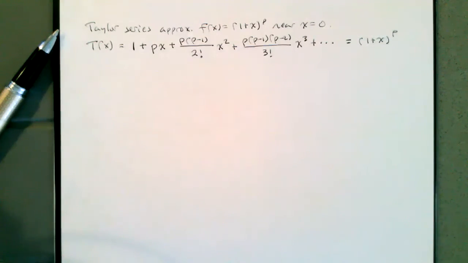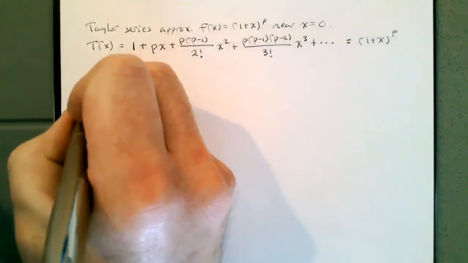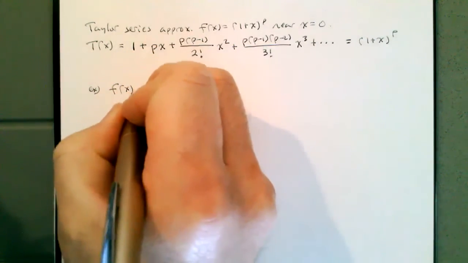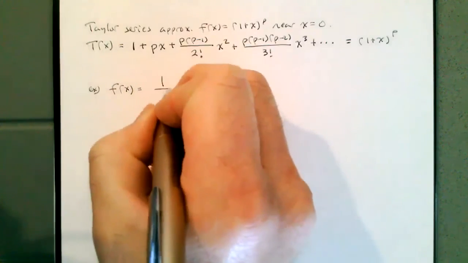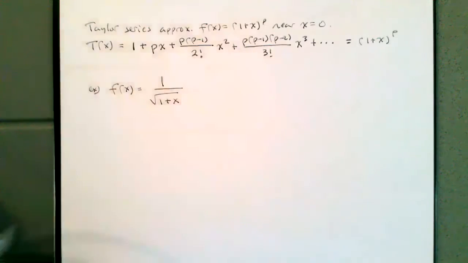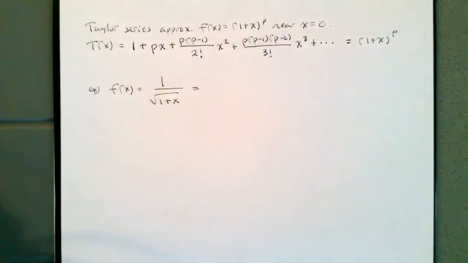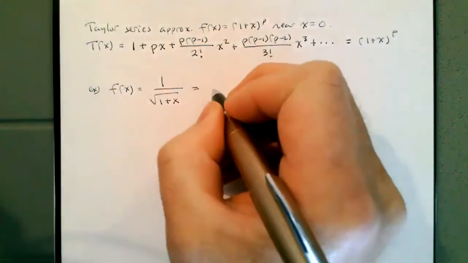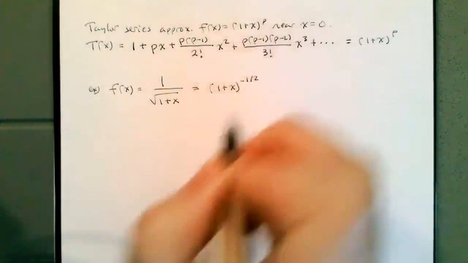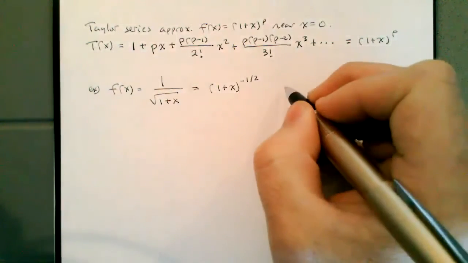So more importantly, let's do an example. Let's suppose that we have a binomial series. Let's suppose I have f of x is 1 over the square root of 1 plus x. So this is binomial. We got the 1 plus x, and it's being raised to a negative 1/2 power. So it's binomial with p equal to negative 1/2.